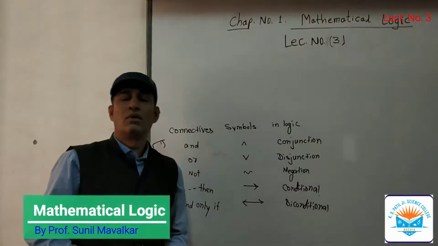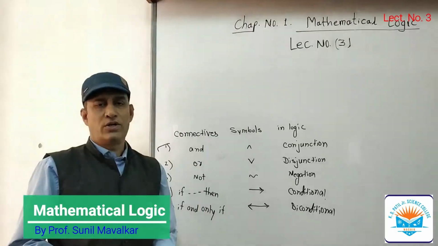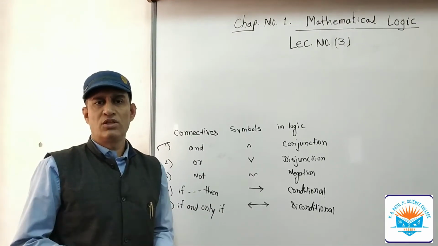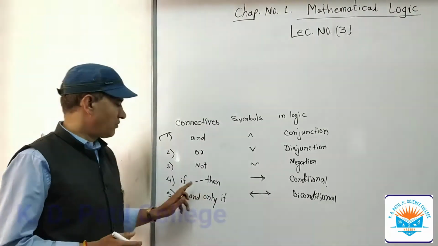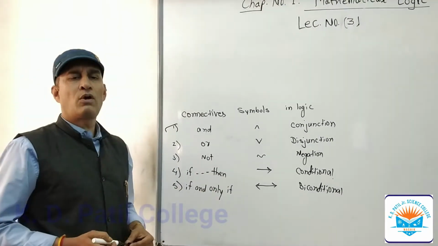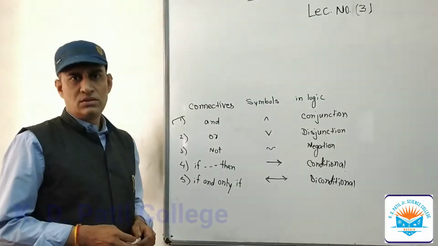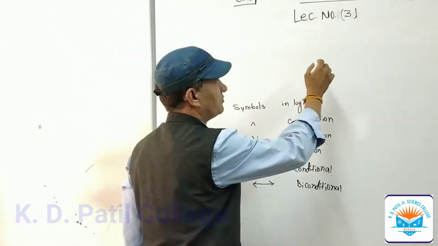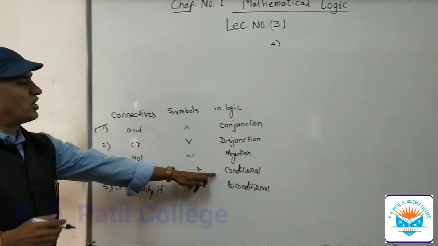Now students, in the last lecture we saw three connectors, that is and, or, and not. Now the remaining two connectors are if then, and if and only if. Look at how we can use them for forming compound statements and for getting the truth table. We are discussing the fourth one, which is said to be conditional.